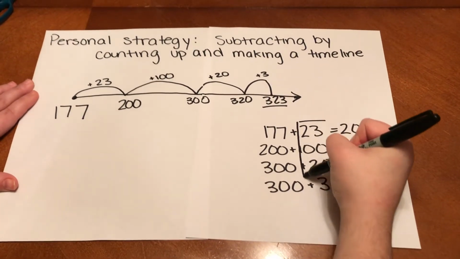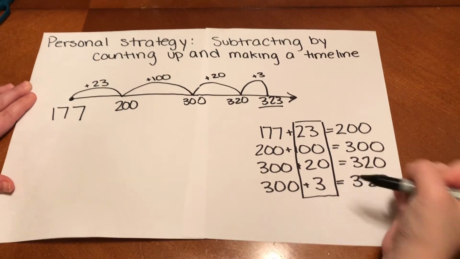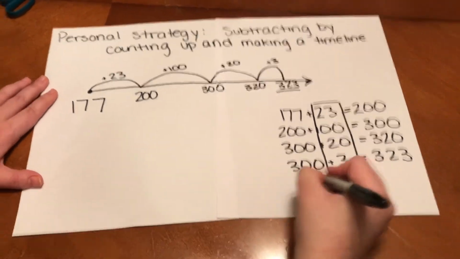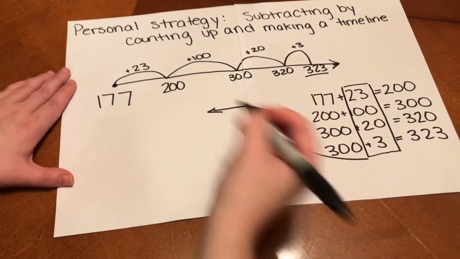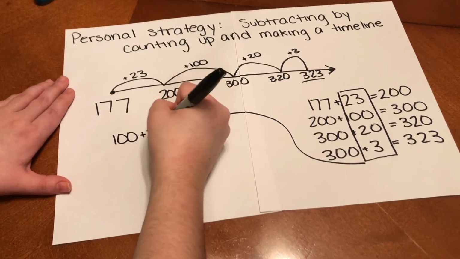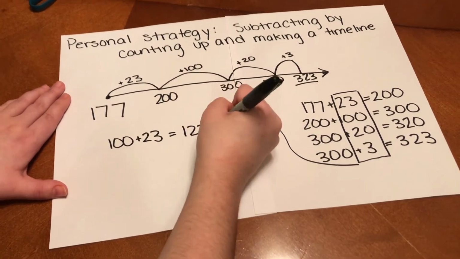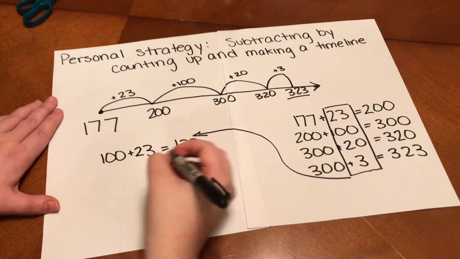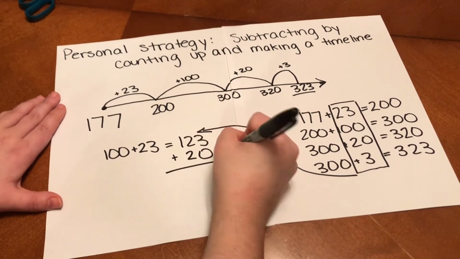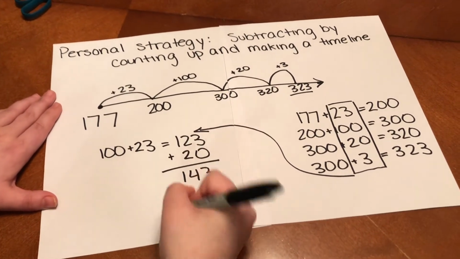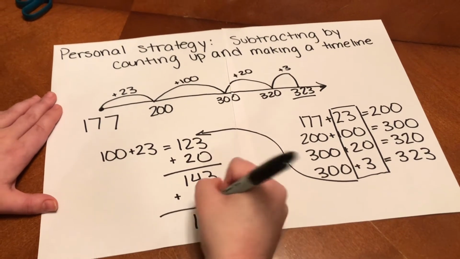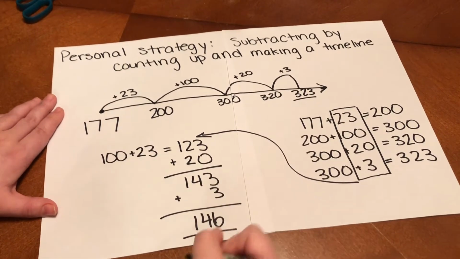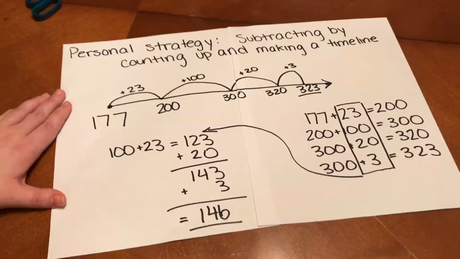You then will need to take the sum of all the second column digits. I did 100 plus 23, making it 123. I then added 20 to make it 143, and then added the last 3 left over, making it 146. 146 is the final answer.